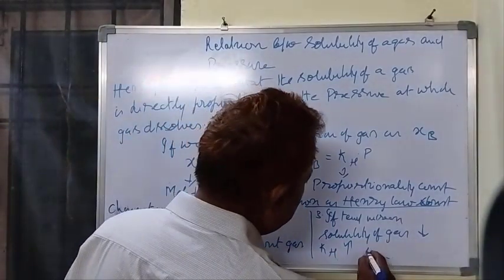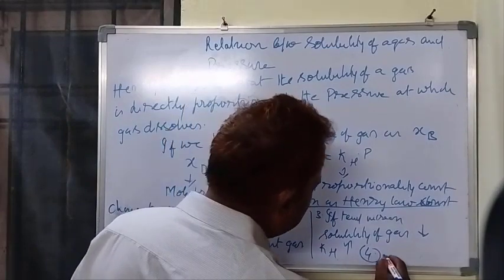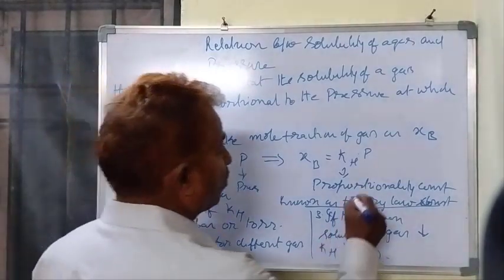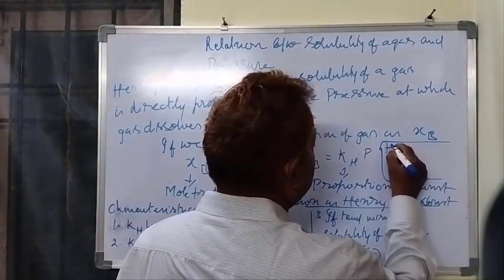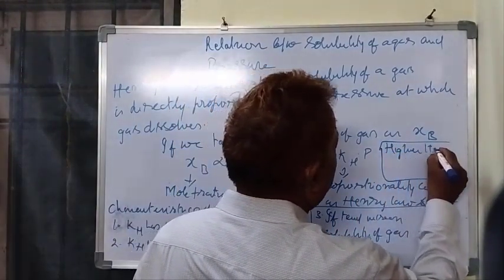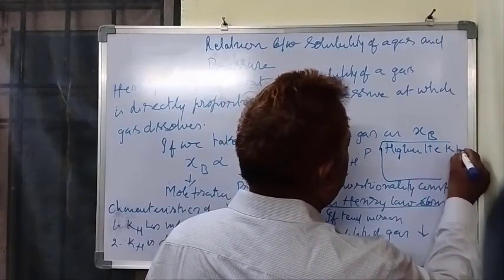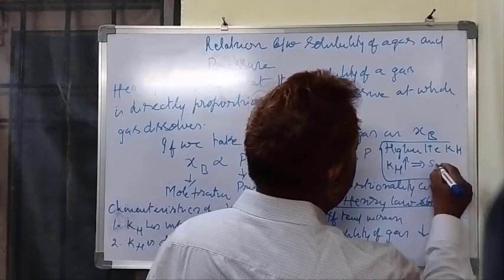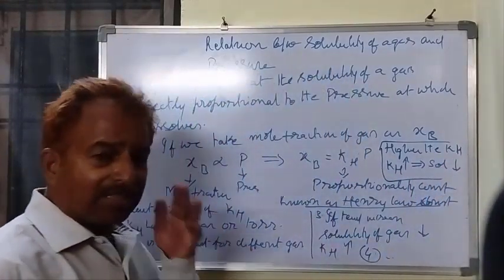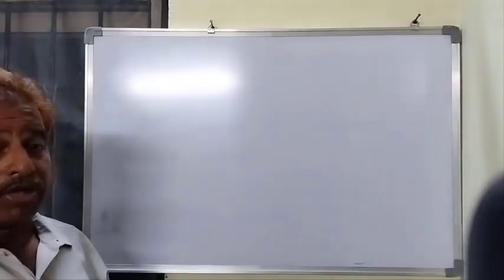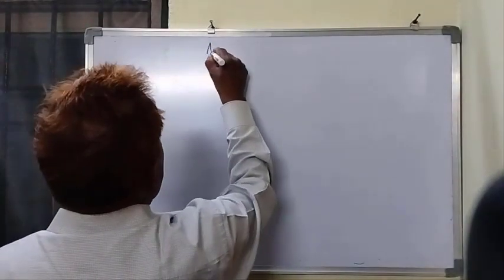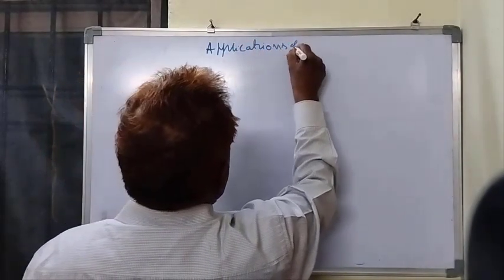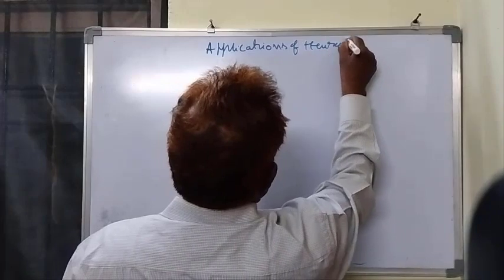So what does it mean? This means higher the KH value, lower is the solubility. So if KH is higher, solubility becomes less. Now let us see the applications of Henry's law.